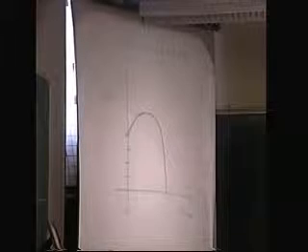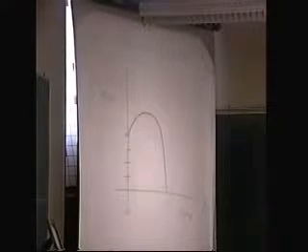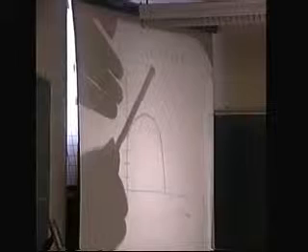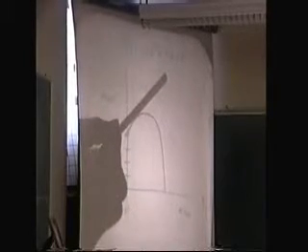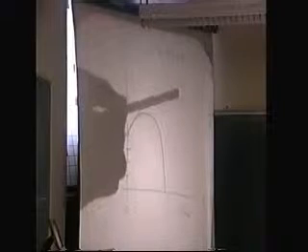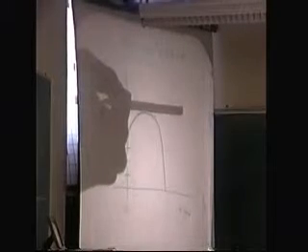I want you to notice something. Look at your tangent line to my curve, in other words, my instantaneous velocity. Look what happens as I get higher and higher. What's happening to my tangent line? The tangent line is getting less and less and less. What happens at the very top?